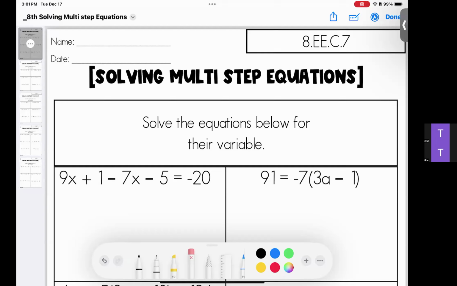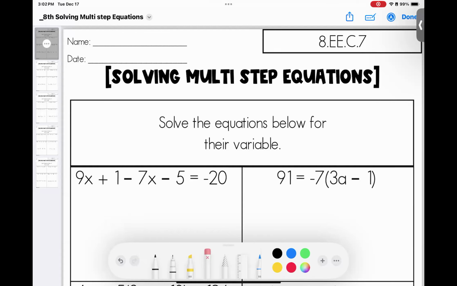Where we are looking at our equations. Sorry, I want to make this a little bit bigger. There we go. All right, let's get to it.